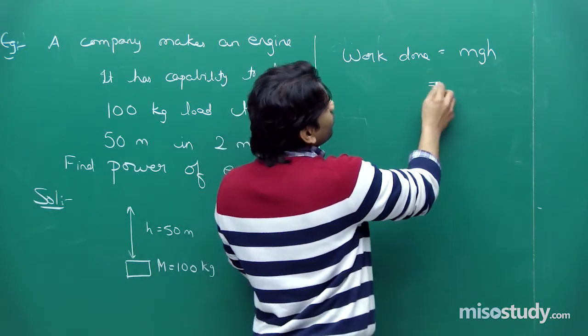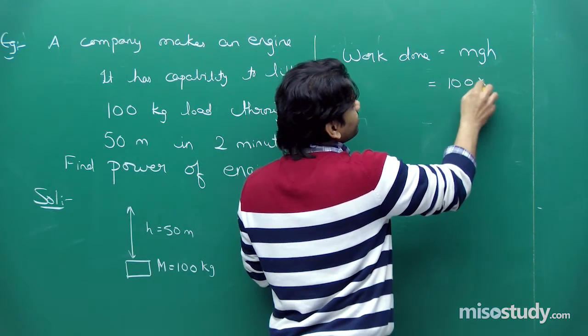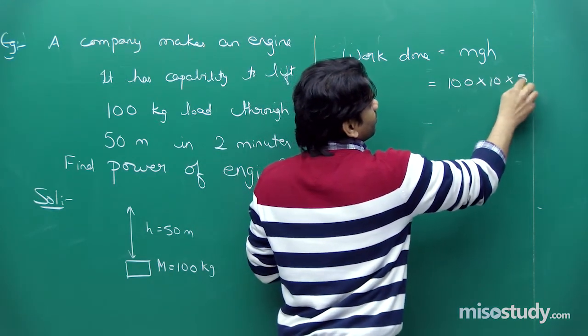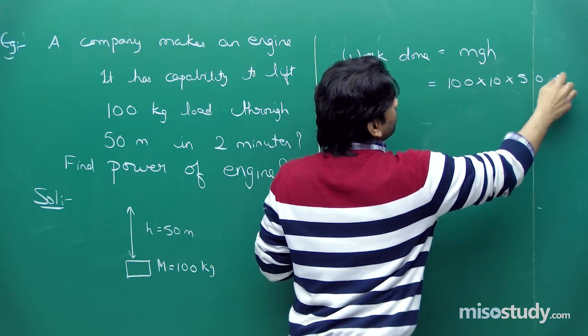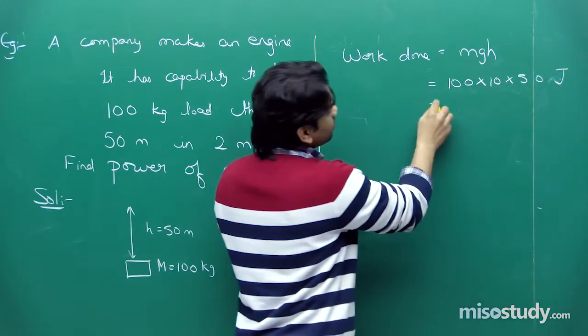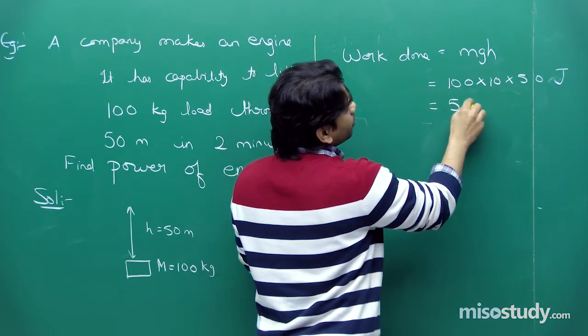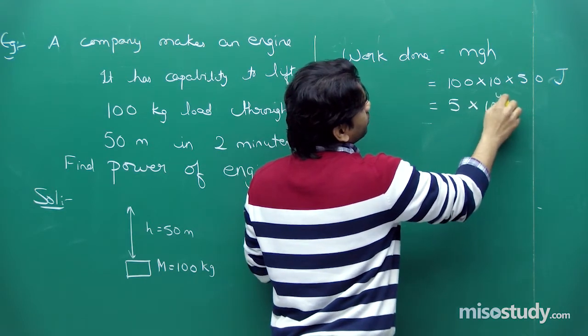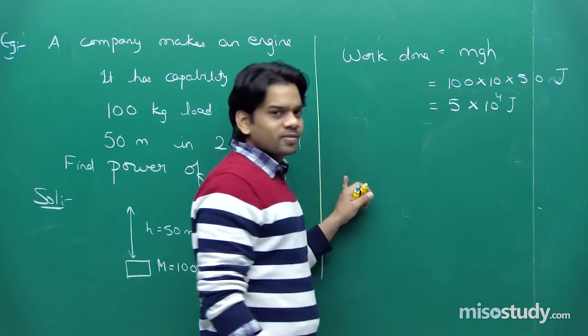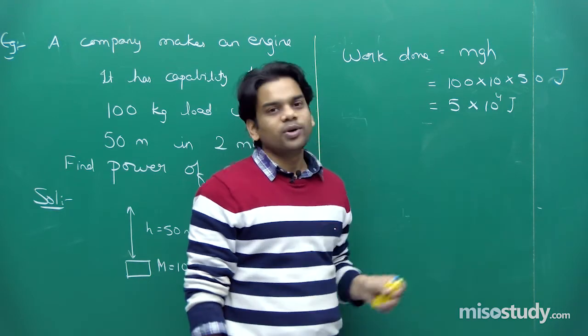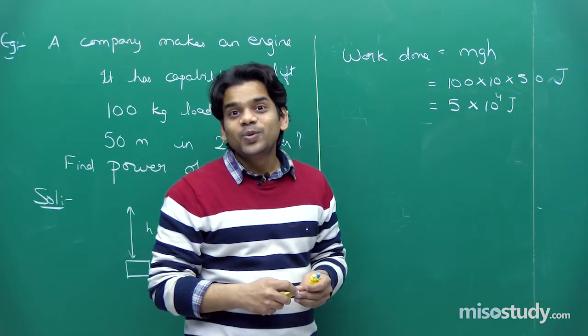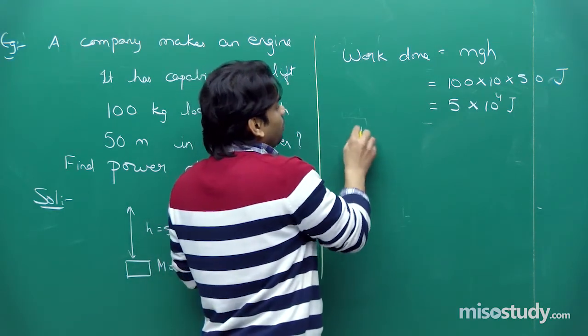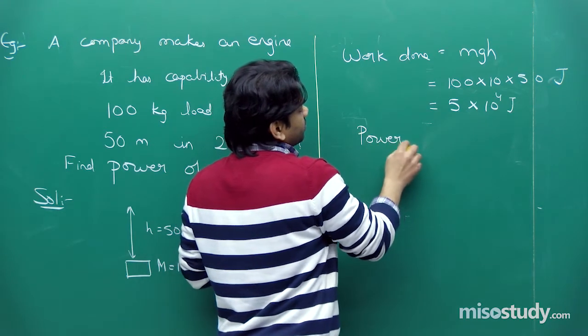So we got the value of m as 100. This work done will be in joules. Just simply you can see it's 5 and 4 zeros, 5 into 10 to the power 4 joules. This is the value of the work done. Now it takes a time of 2 minutes.